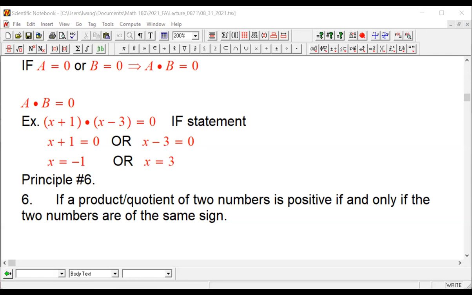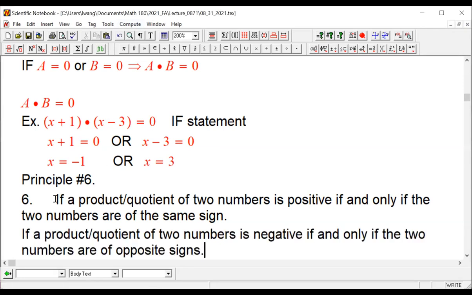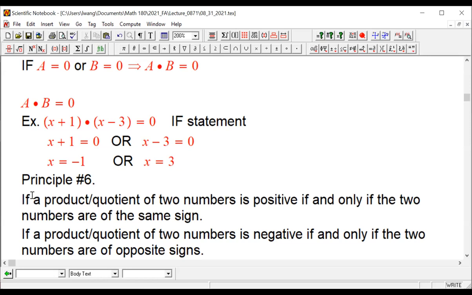If a product or quotient of two numbers is negative, if and only if the two numbers are of opposite signs. Wonderful. Don't you already know that?